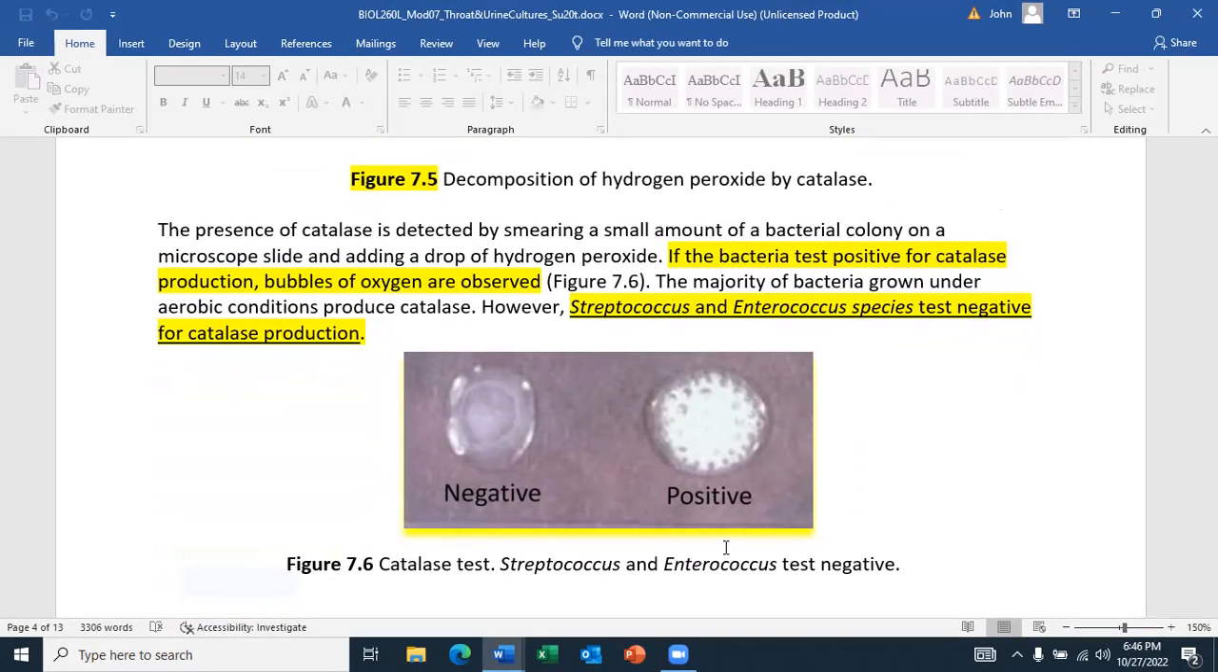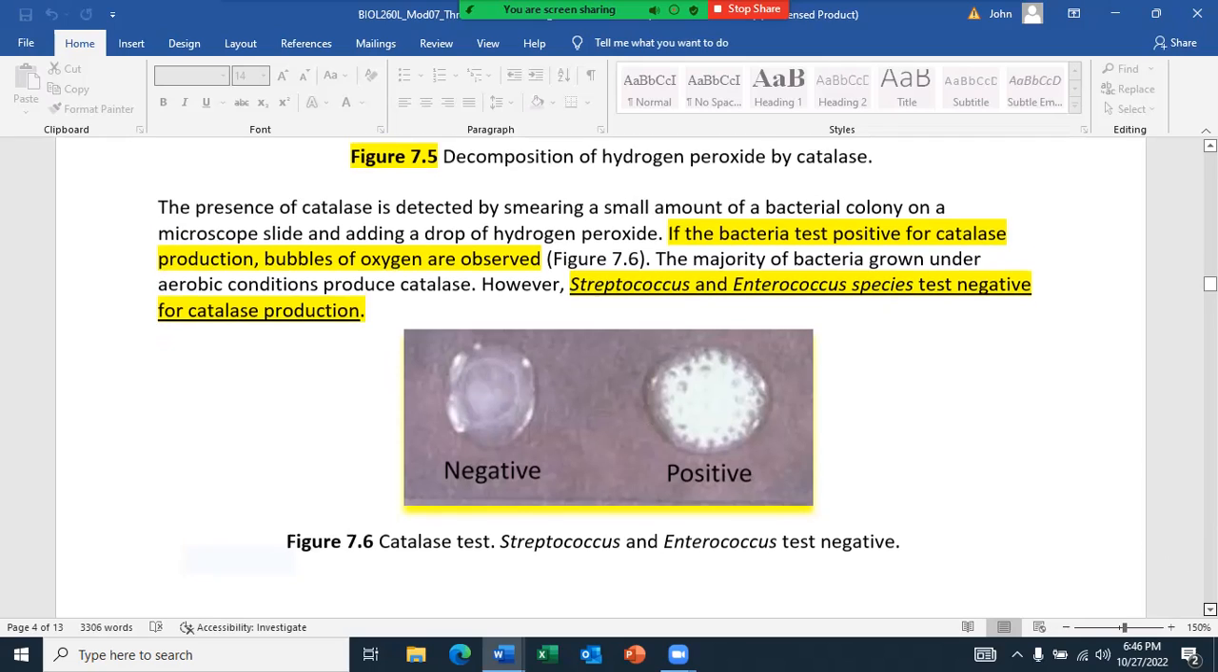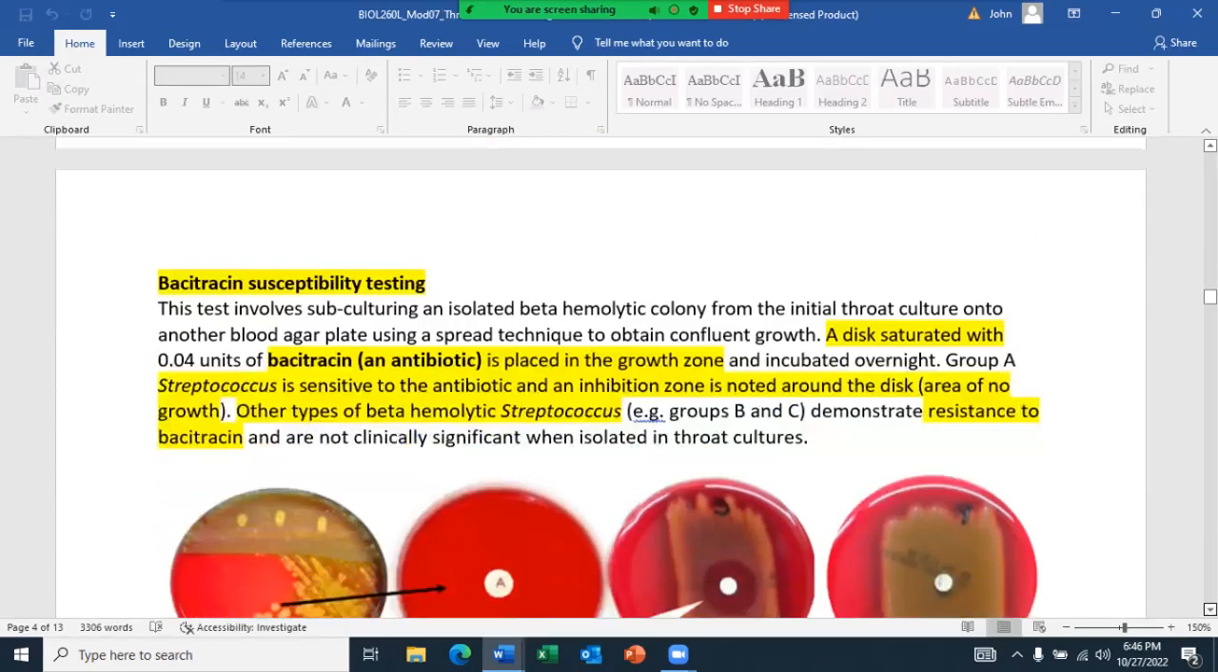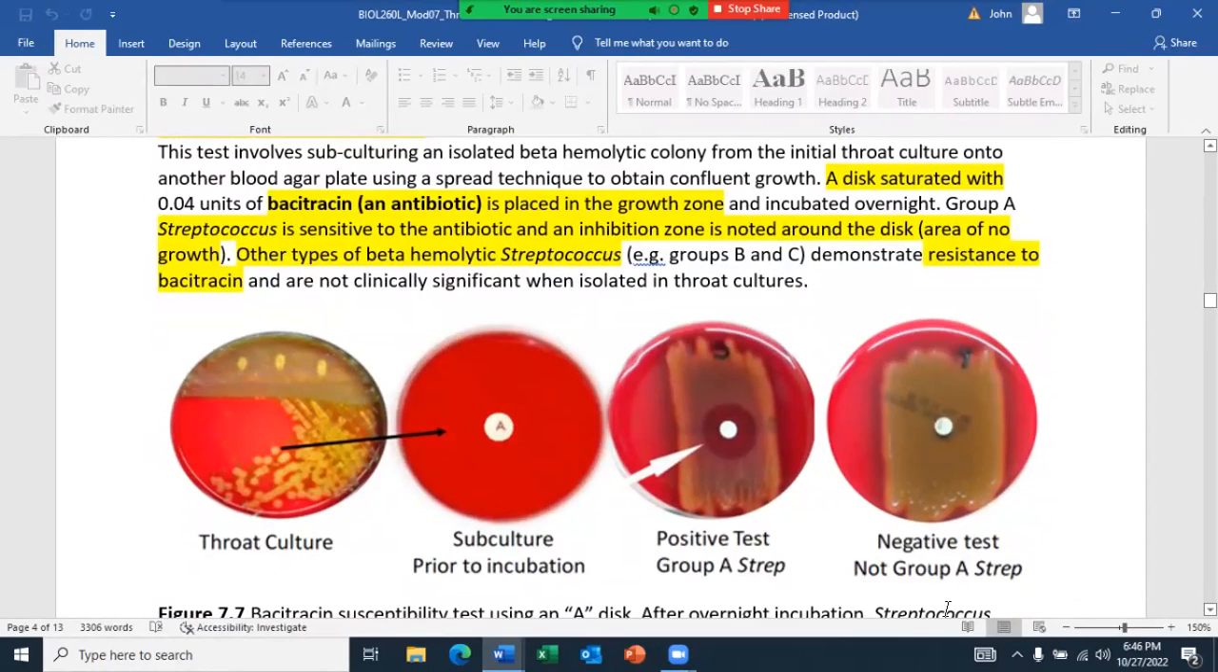So if it's positive, it's not Streptococcus. If it's negative, it might be Streptococcus, and it might be Streptococcus pyogenes. You then run the bacitracin susceptibility test. Bacitracin is an antibiotic, and it's in the disc here. You take the bacteria from the blood agar plate, that is beta hemolytic, and then you smear it all over the plate.